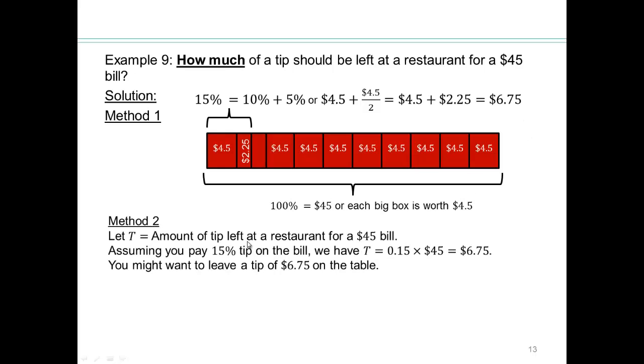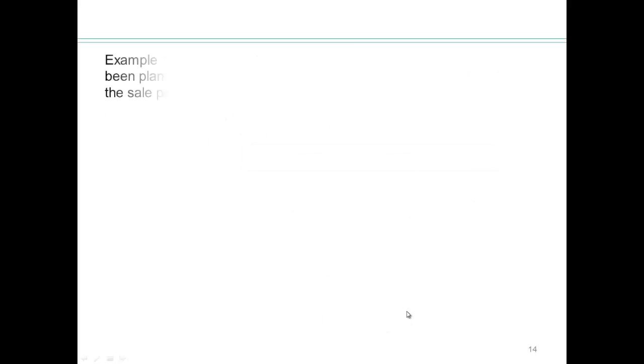All right, another way to do it would be to just compute 0.15 times 45, which is $6.75. And so the reason we are showing you the two methods is because when you're sitting at the actual restaurant, it is more likely that you will compute it visually like this and not writing out an equation. So it's good to have both methods in your arsenal of solving problems.